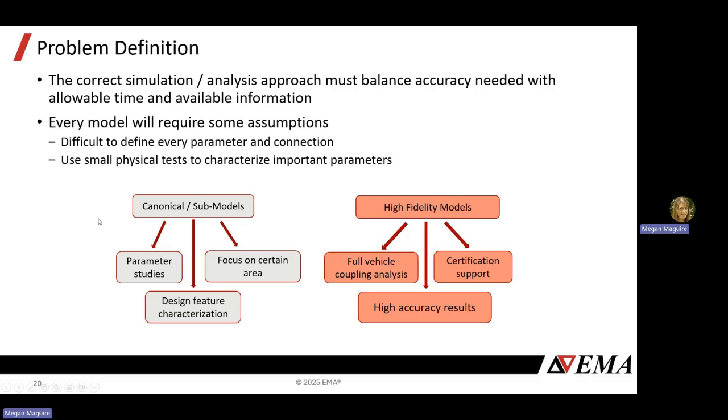So this is kind of like two different types of models on the bottom here. You have your canonical or submodels where you can do parameter studies. You can design feature characterization, and you can focus on certain areas. For high fidelity models, that's when you get into the full vehicle coupling, so you can see the larger picture. These are helpful in certification support because they can also provide high accuracy results.